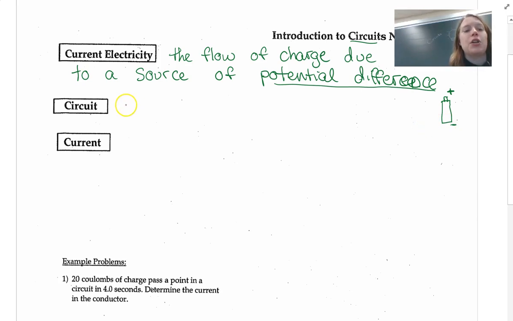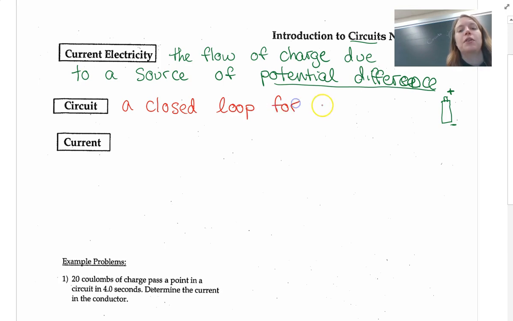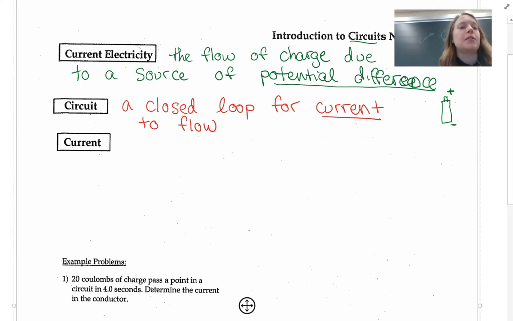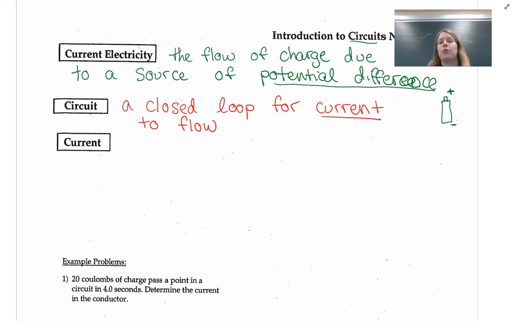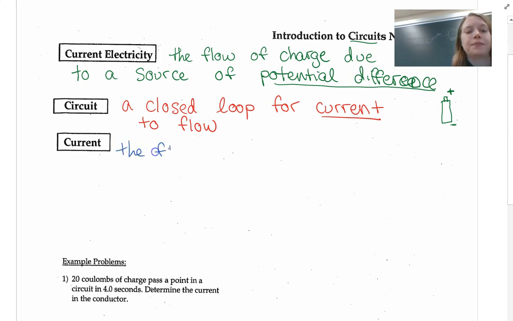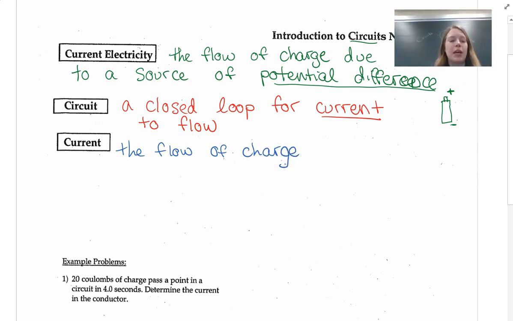So a circuit is just a closed loop for current to flow. But again, it needs potential difference for the current to flow or the charge to flow. So this begs us to define this word current. And current we can think of in the same way as water flows. So it's just the flow of charge.